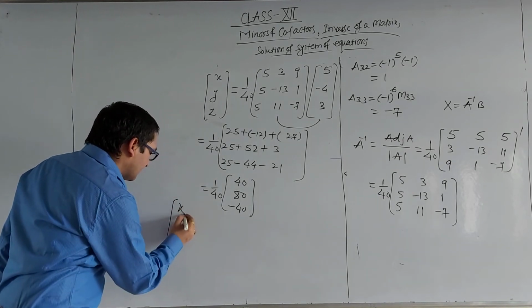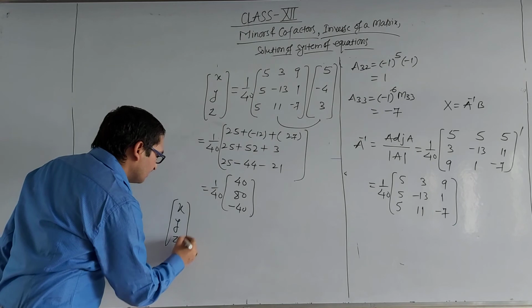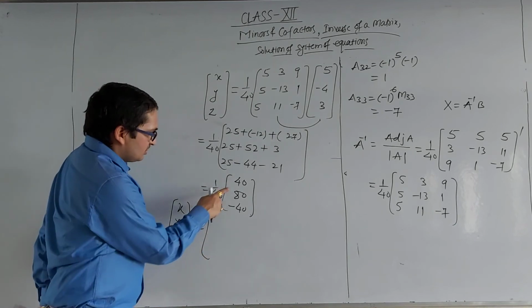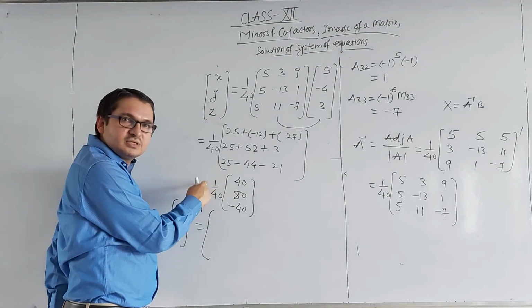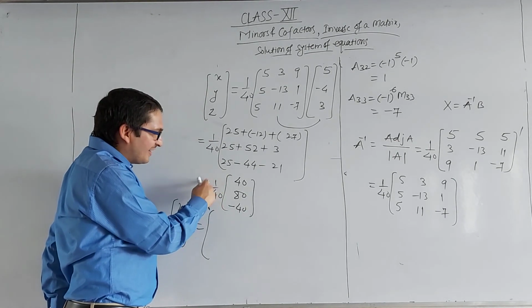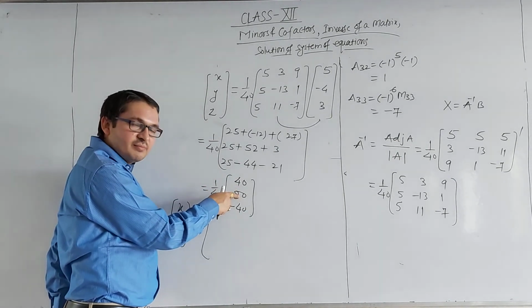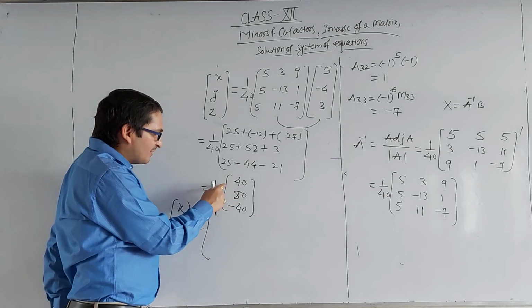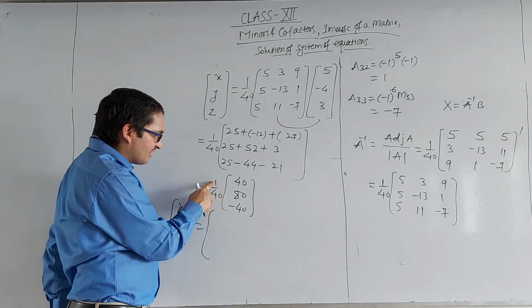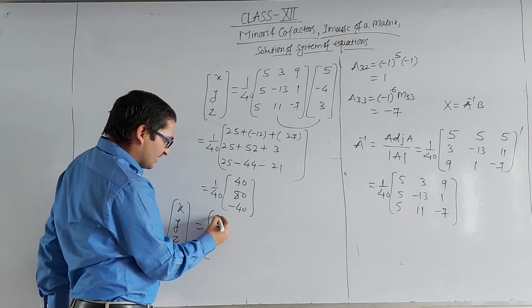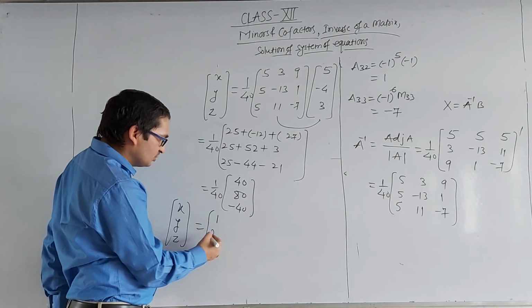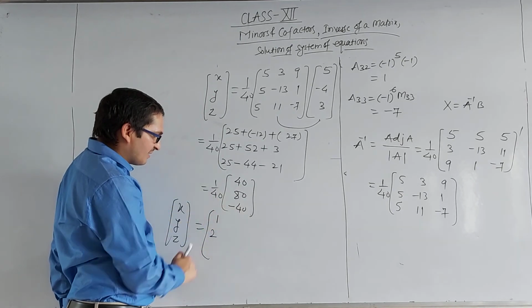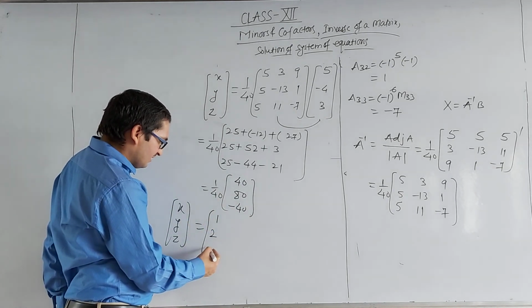Now on the left hand side you want x, y, z. It will be equal to, you need to multiply this constant. This is the scalar quantity. This constant value you have to multiply. So this is the matrix, so you have to multiply with each and every term. 1 upon 40 multiplied with 40, how much will you get? 1. 80 multiplied with 1 upon 40, how much will you get? 2. Minus 40 multiplied by 1 upon 40, so you will get minus 1.